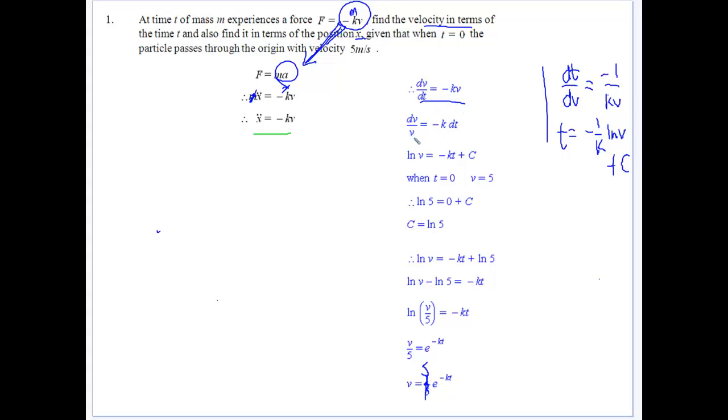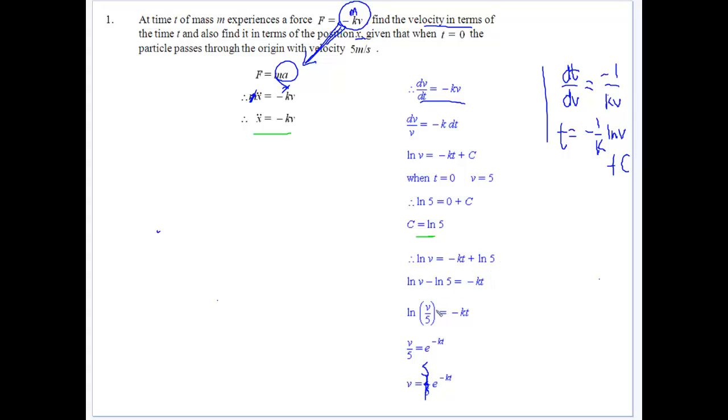We write dv on v equals minus k times dt. So all we did was take our v across there and take our dt there. We're going to integrate both sides with respect to their variables. The integral of 1 on v would be log of v. The integral of minus k is minus kt, plus a constant. Then we can say, when t is equal to 0, v is equal to 5. We do that substitution and get our constant of log is equal to 5. And then log of v is equal to minus kt plus natural log of 5.